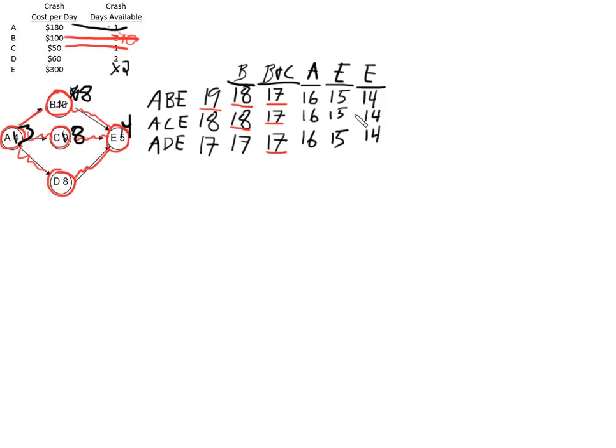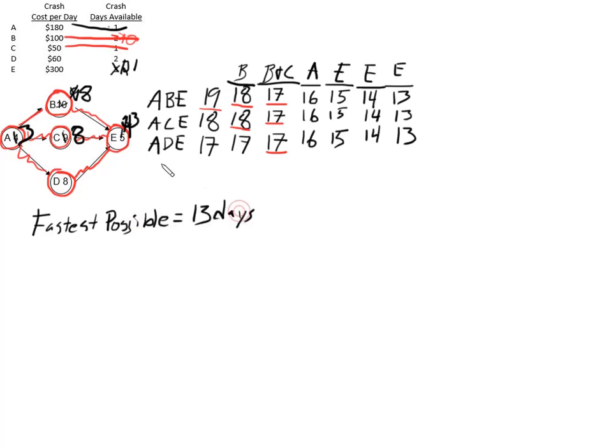Let's do it again. E could be crashed 1 more time if we wanted to. This is down to 3 now. But yeah, let's do it 1 more time. So these 14s now all become 13s, and that is the fastest that we could do the project. So the fastest we could possibly do this project is 13 days. I guess update that if anybody cares about that, and E's all done.